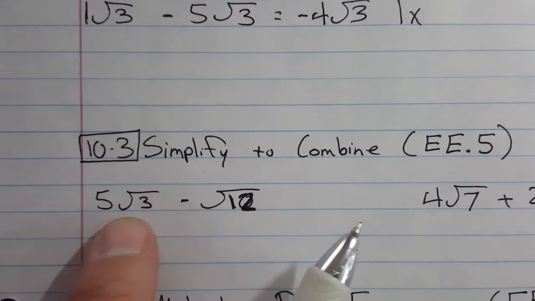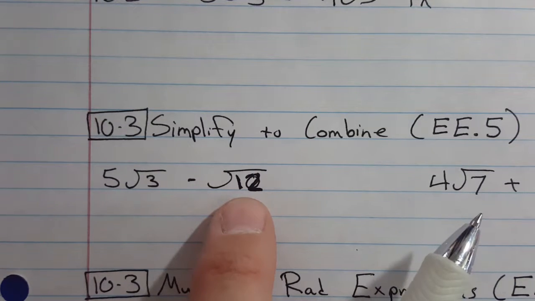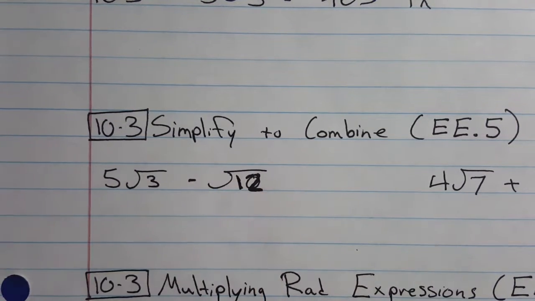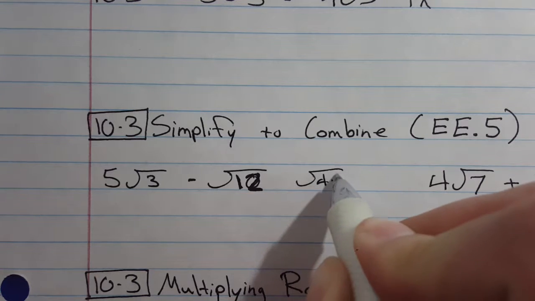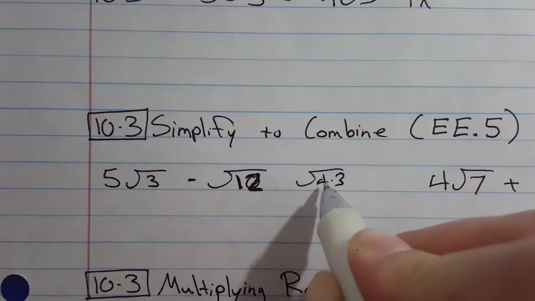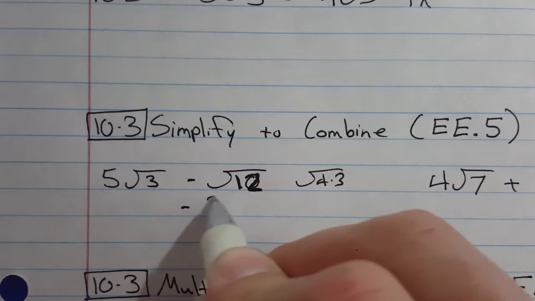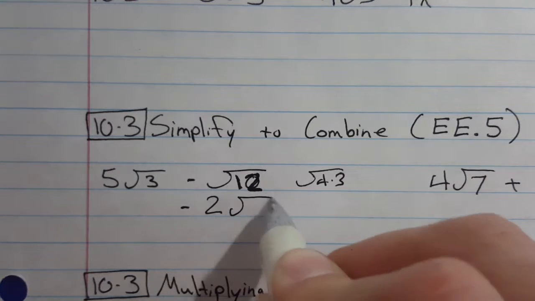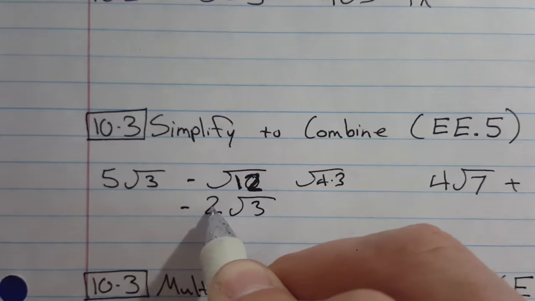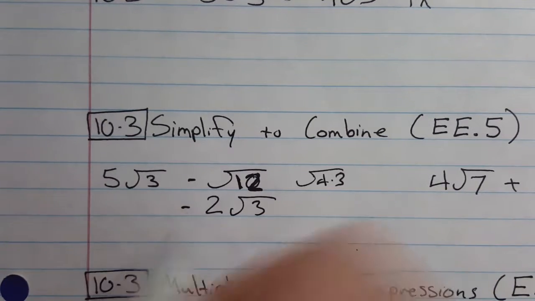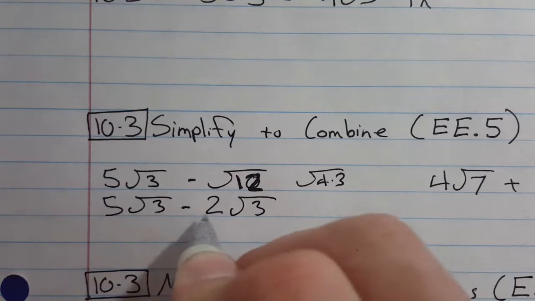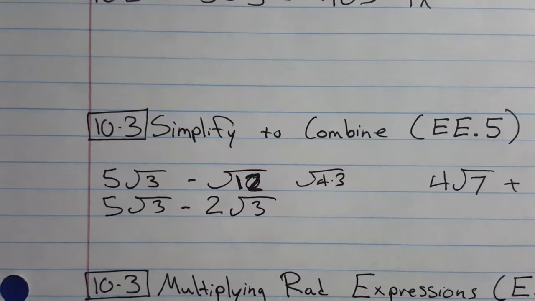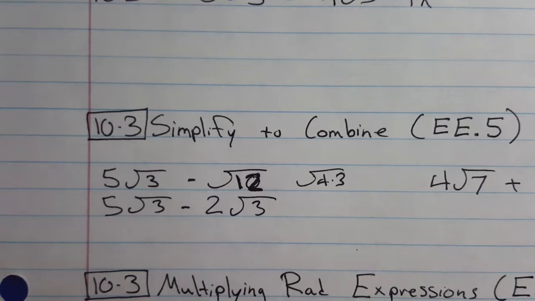Right now I've got 5 square roots of 3 minus the square root of 12. There's nothing I can do unless I rewrite the square root of 12. Well, the square root of 12 is 4 times 3 the last time I checked. Square root of 4, that's a 2, and then 3 stays a 3. So this is actually 2 square roots of 3. I carry the operation along right here. So I have 5 square roots of 3 minus 2 square roots of 3, okay? Because the square root of 12 can be rewritten as this.